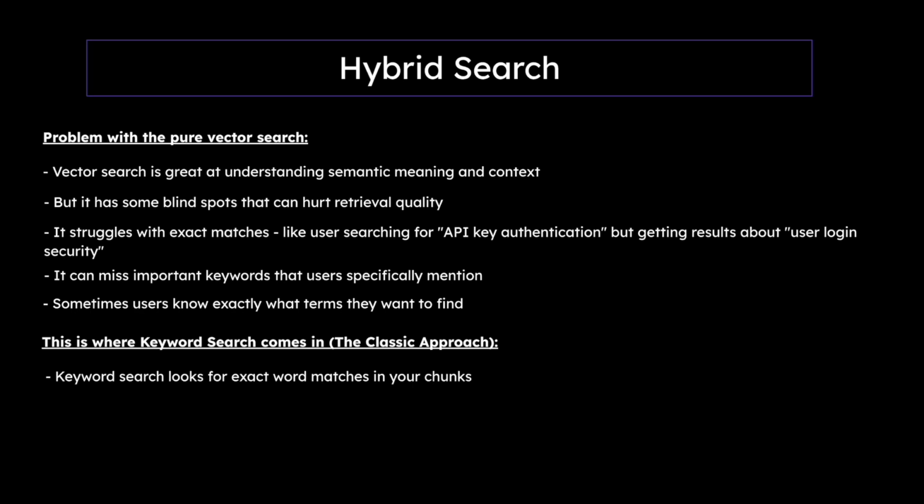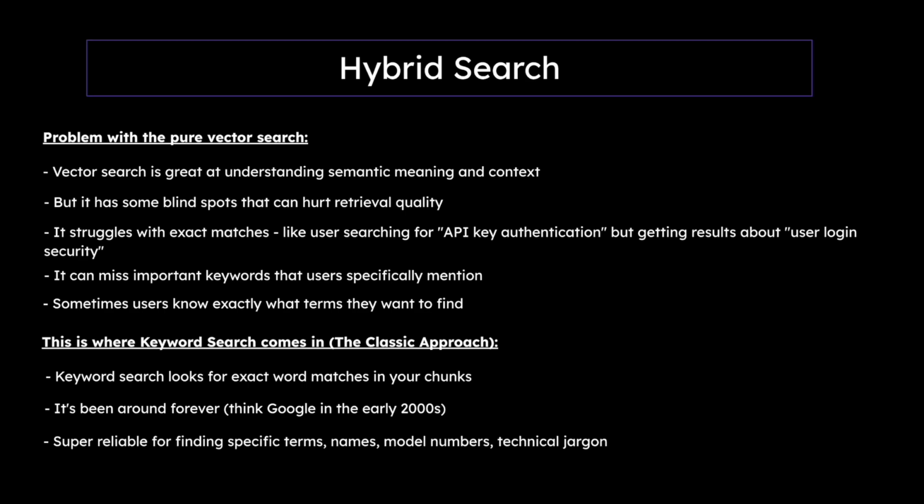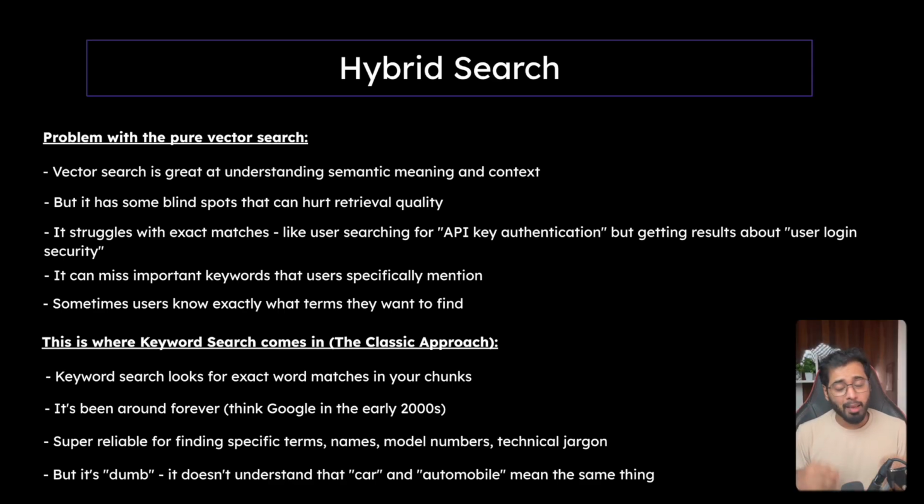Keyword search looks for exact word matches in your chunks. It's been around forever. Think Google in the early 2000s. It is super reliable for finding specific terms, names, model numbers, and technical jargon. But at the end of the day, it is still dumb because it doesn't understand that car and automobile mean the same thing. We know it is the same thing, embeddings know it is the same thing, but keyword search is pretty dumb. This is a drawback of keyword search, but keyword search along with vector search becomes a very powerful duo.